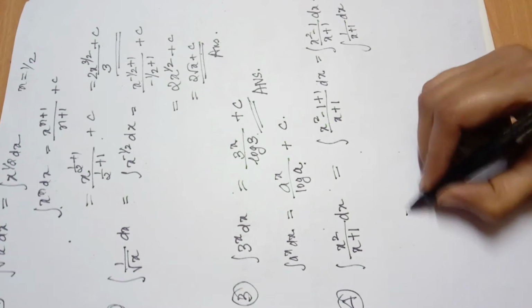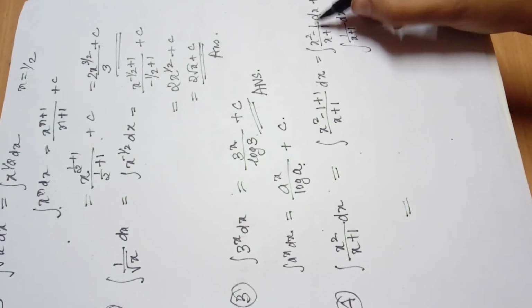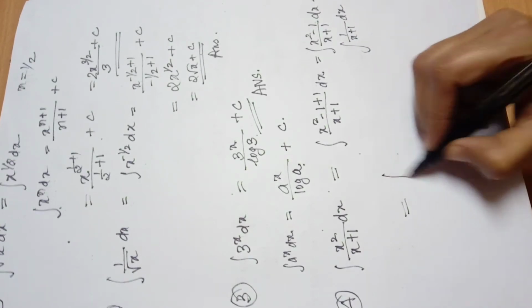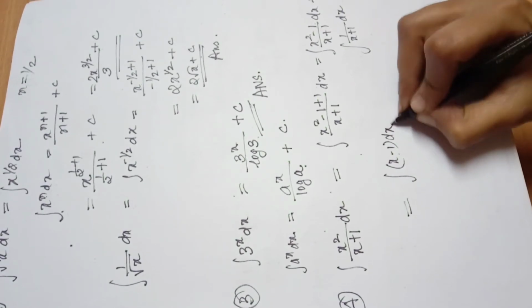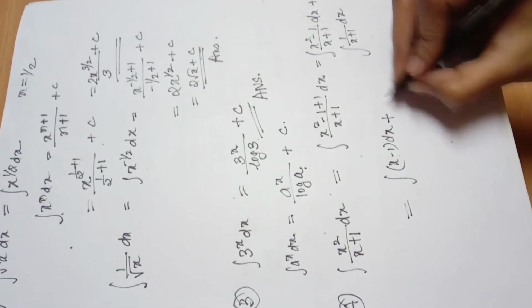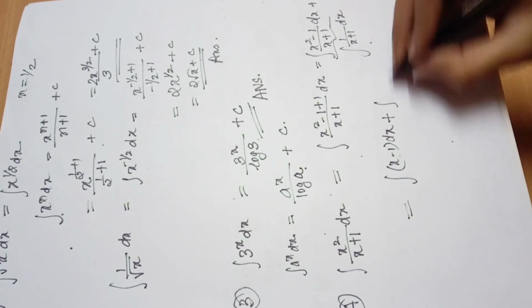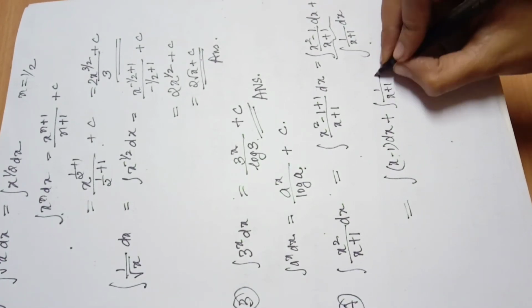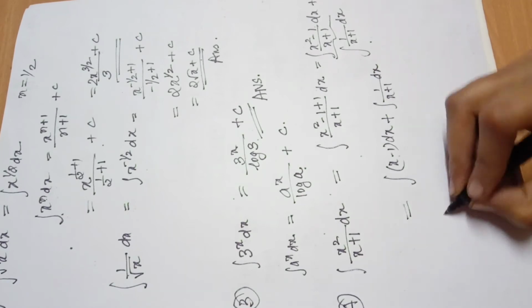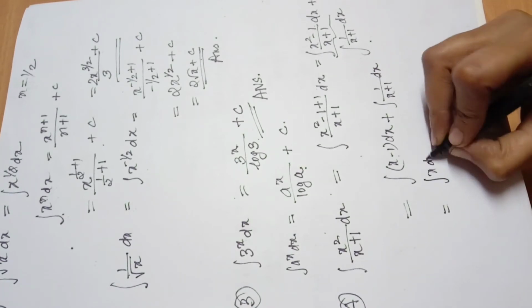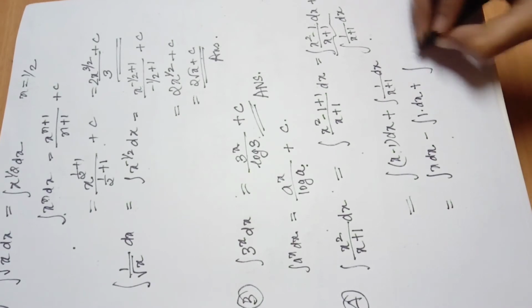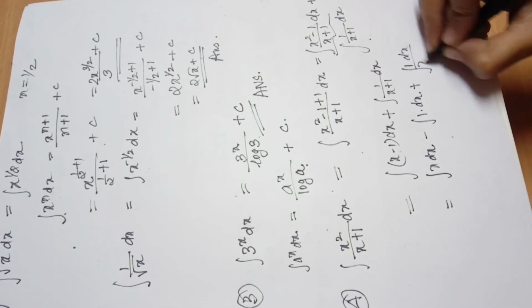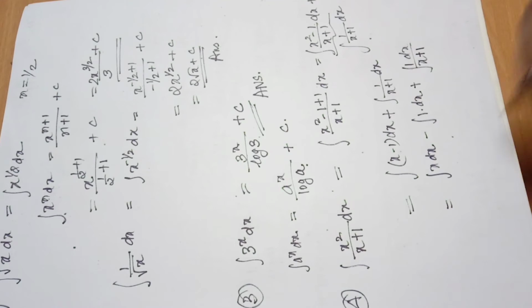Now we know a squared minus b squared is a plus b into a minus b. So a plus b gets cancelled. Only x minus 1 is remaining for the first part. And for the second part, it is 1 by x plus 1 dx. Now it is very simple, right? This is x dx minus 1 into dx plus 1 by x plus 1, right?